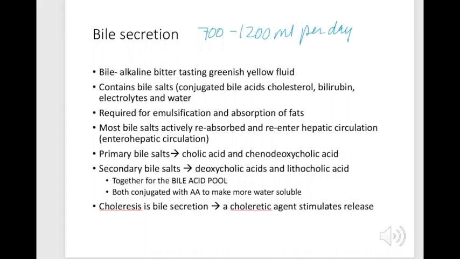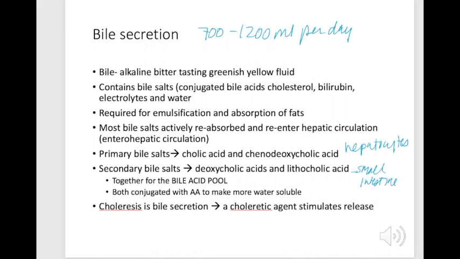Primary bile salts are cholic acid and chenodeoxycholic acid. These acids are synthesized from cholesterol by the hepatocytes. The secondary bile acids are deoxycholic acid and lithocholic acid. These are formed in the small intestine by the action of the intestinal bacteria, after which they are absorbed and then flow to the liver.